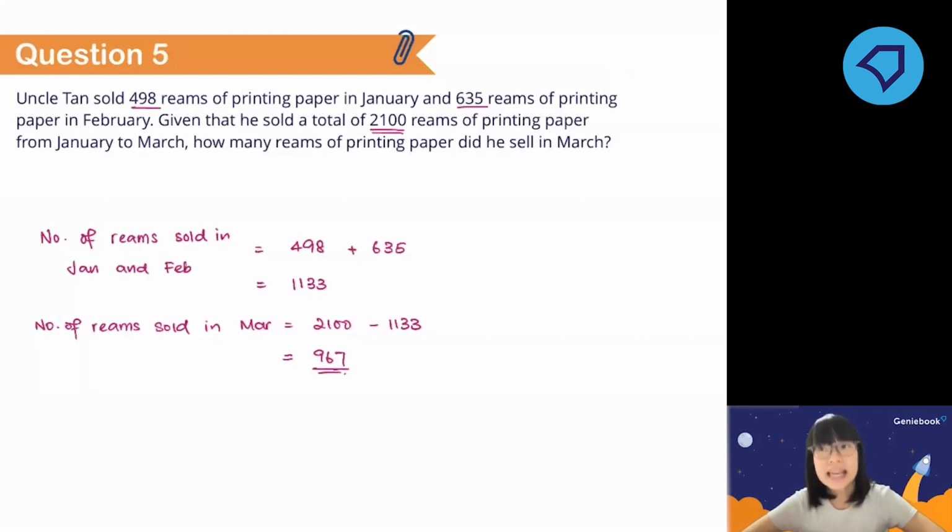For those of you who gave me 867, careless mistake, make sure you do your regrouping correctly. For those of you who gave me 900 and something like 87, please make sure you do your regrouping correctly, okay? Well done, guys. All right, so now, are you ready for bubble question number 5?